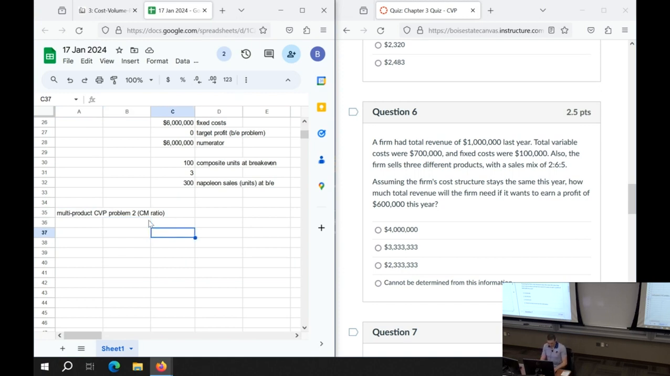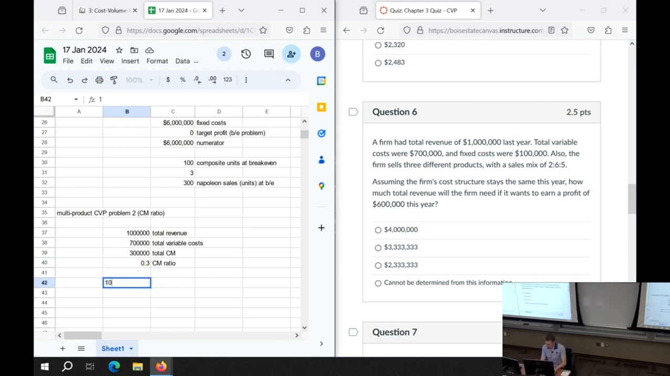What we have is total revenue of 1 million. We have 700,000 total variable costs, which means our total contribution margin is 300,000, which means our CM ratio is 0.3. So 30 cents on the dollar for every dollar in sales is what's contributed to covering fixed costs and to earning a target profit.